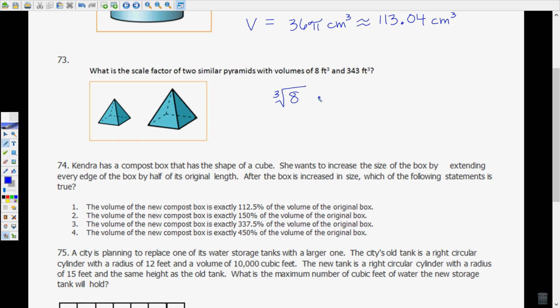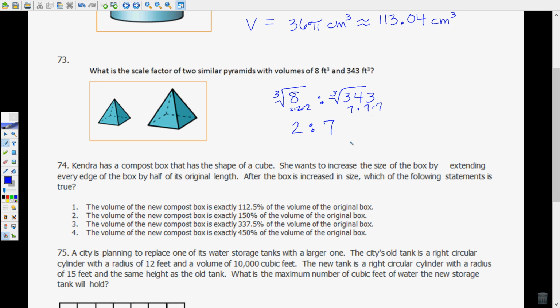What times itself 3 times is 8? What times itself 3 times is 343? 2 times 2 times 2 gives you 8. And 7 times 7 times 7 gives you 343.